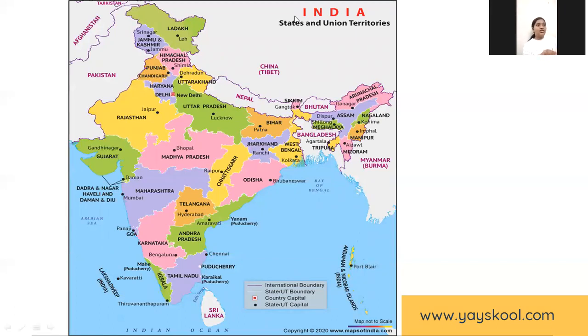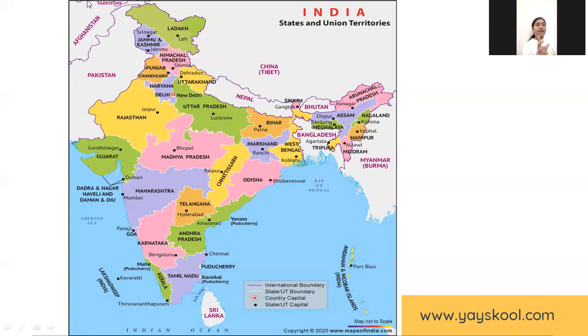So first we have from top Himachal Pradesh, Punjab, Haryana, Uttarakhand, Uttar Pradesh, Rajasthan, Madhya Pradesh, Bihar. Here on top we have Sikkim, then Jharkhand, Gujarat, Maharashtra, Chhattisgarh, Odisha, West Bengal, Andhra Pradesh, Telangana, Karnataka, Kerala, and Tamil Nadu. All these are states.